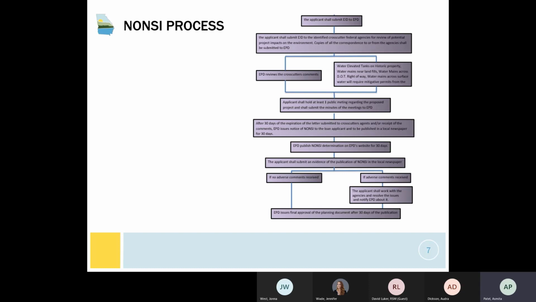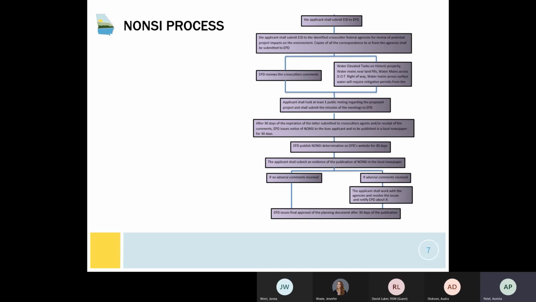The applicant shall submit an EID or a planning document. More detailed information is given by the wastewater side as well, so I'm going to skip what is required in the EID and planning document. Similarly, the applicant will submit the EID or the planning document to the cross-cutter agencies and the EPD. In the non-CE process, EPD will review the cross-cutter comments. They will wait for their comments, or at least give 30 days for the agencies to reply.